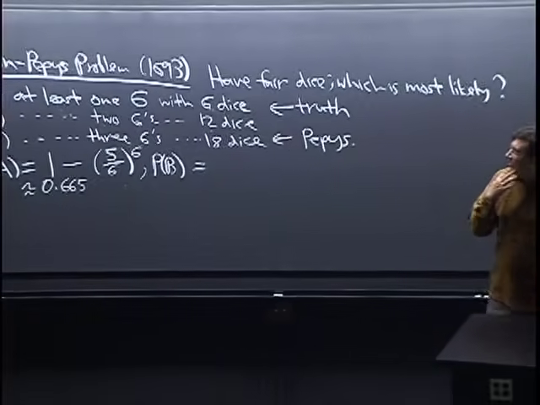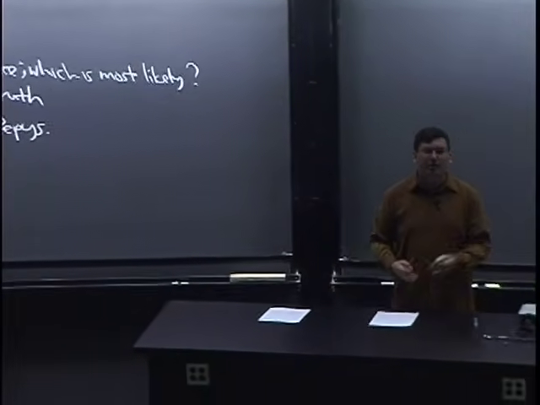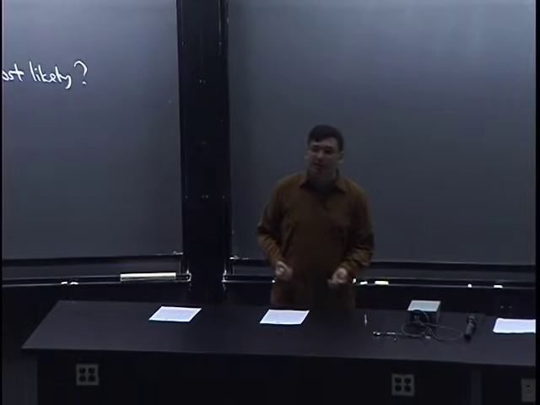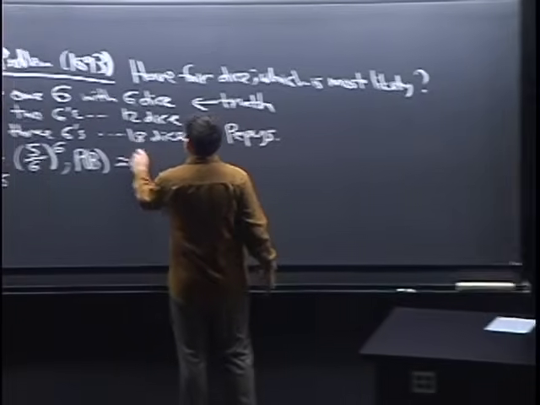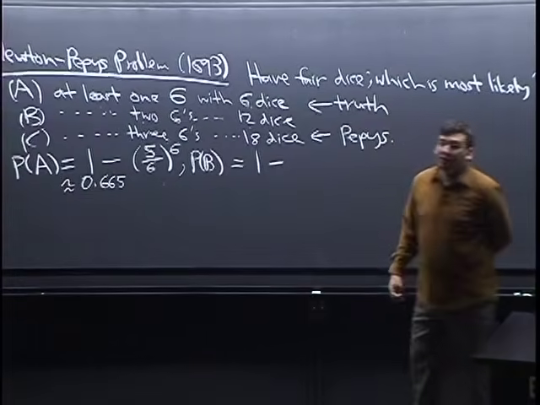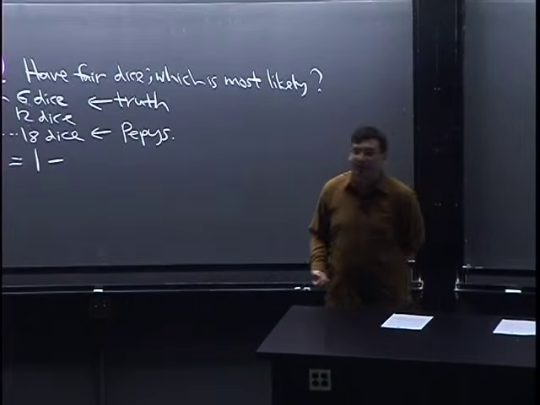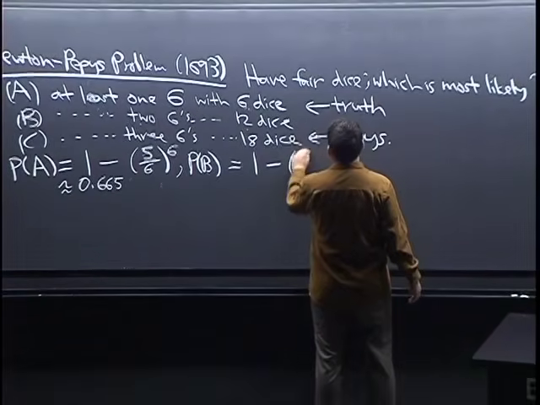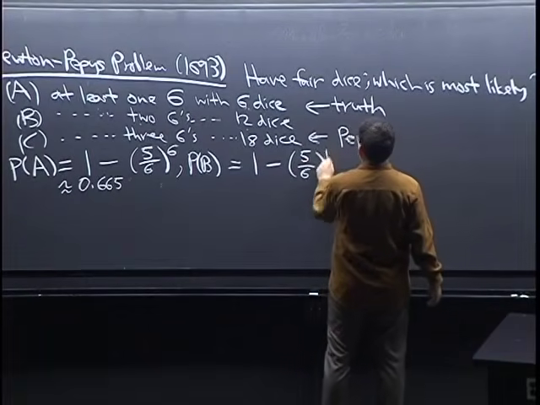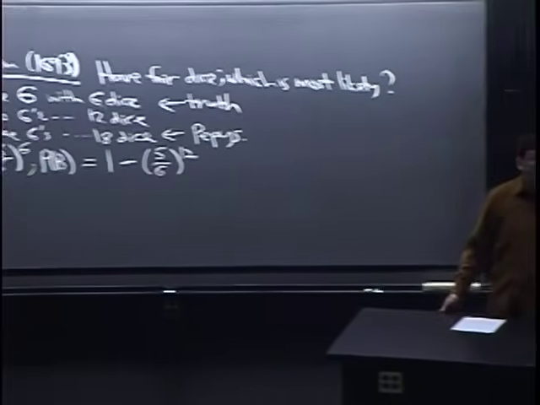Again, at least 2 6s. That means that the number of 6s could be anything from 2 to 12. Well, that seems a little unwieldy, so let's do the complement. So we're going to do 1 minus the probability of no 6s, and then minus the probability of exactly 1 6, right? That's going to be easier. So to do no 6s is very easy. That's just 5/6 to the 12th. That's just saying all the dice are non-6s.